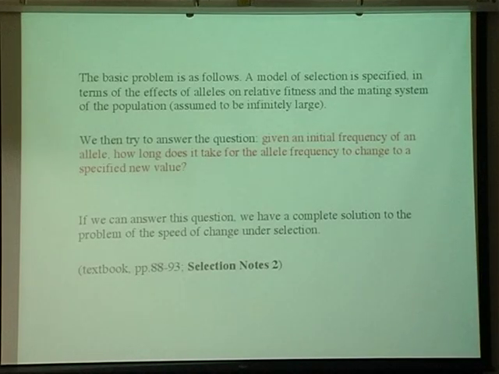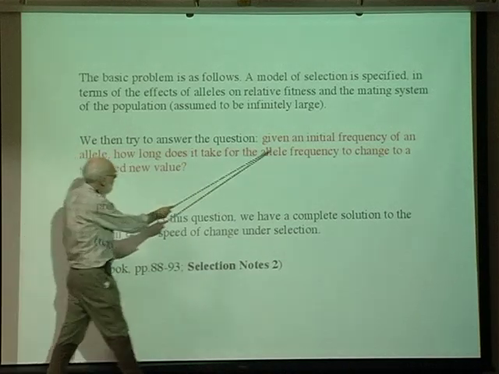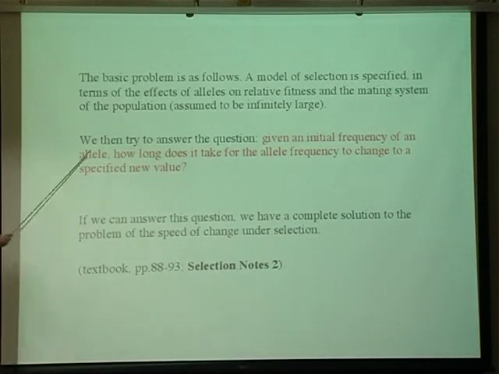So how do we do this? We want to ask the question: given an initial frequency of an allele, how long does it take the allele frequency to change to a specified new value? If we can answer that question, we know the speed of change under selection for a single locus. And it's actually very easy to do this in principle.